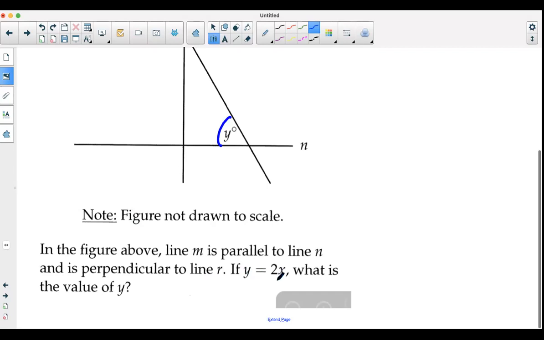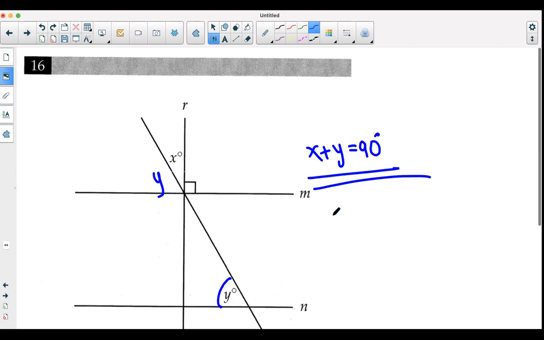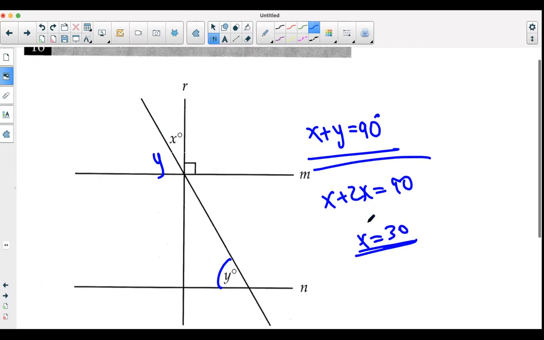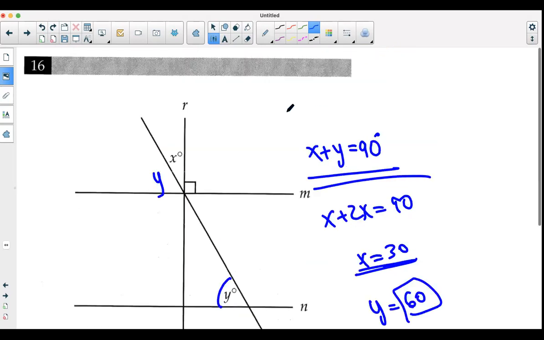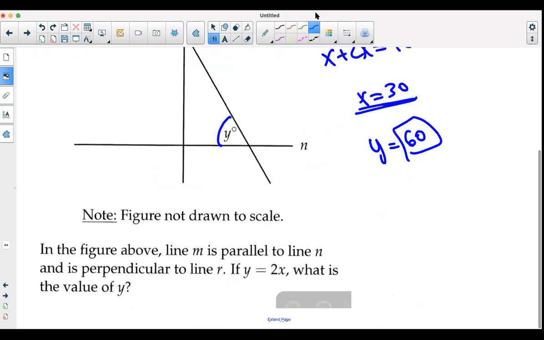Then they say, if Y equals 2 times X, what is the value of Y? Y equals 2 times X, so we get X plus 2X equals 90, hence X equals what? 30. And then they're looking for the value of Y, which becomes 60. So that's what we can do with number 16. It wasn't that bad, right? Now, the next question that was requested is number 20.